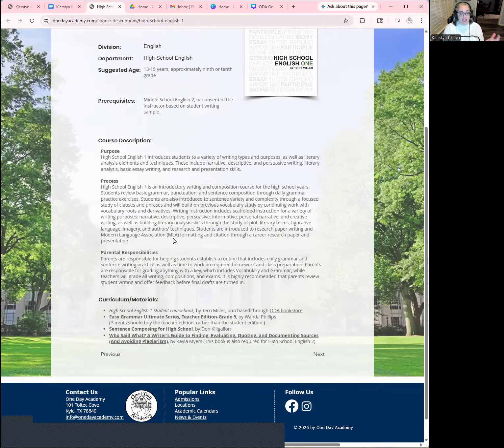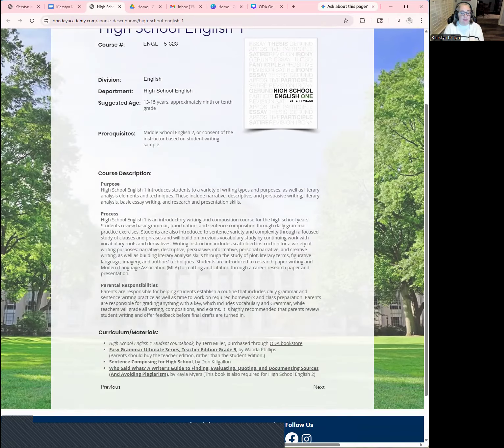So when I look at High School English 1, here's some more information about it. The main thing that I really love about High School English 1 is it instructs students on the structure of writing. Students learn different styles of writing and they just learn all about the structure. They learn to do research, they learn about MLA. It gives them such a solid foundation as they move on to the next stages of high school.